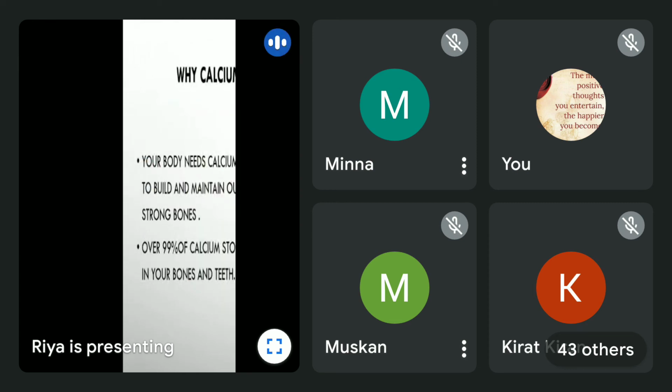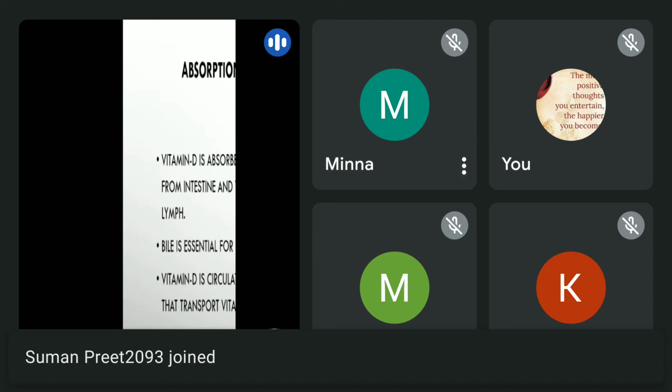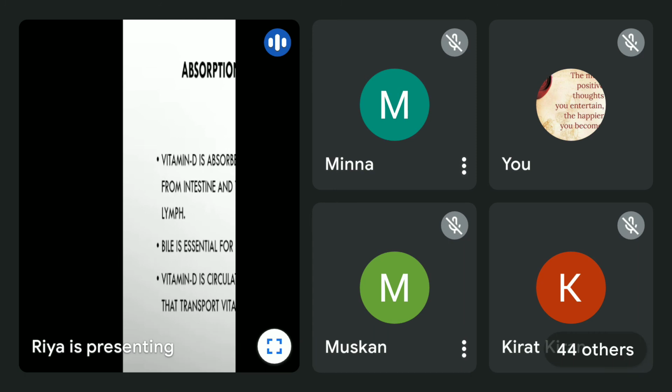Why is calcium important? Your body needs calcium to build and maintain strong bones. Over 99% of calcium is stored in your bones and teeth. Absorption and excretion. Vitamin D is absorbed along with food fat from the intestine and transported through lymph. Bile is essential for absorption. Vitamin D is circulated bound to a specific protein that transports it to other tissues.